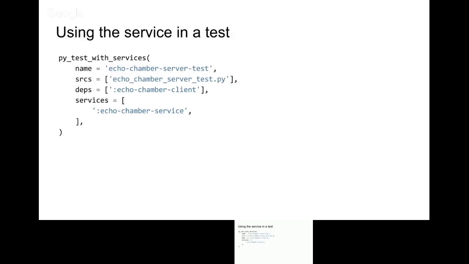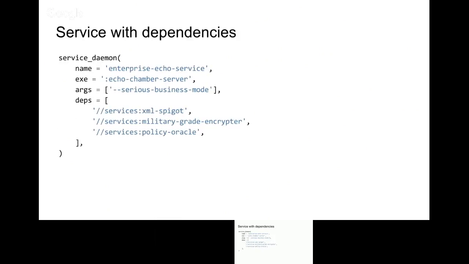Of course, one of the more powerful things you would be able to do with services is have services which depend on other ones. So we can also express that with our framework. The way that works is you simply add a deps attribute to the service rule. So suppose we had a variant of our Echo Chamber server called the Enterprise Echo server. Obviously that needs a lot of dependencies. So in my case, it has the XML spigot, and of course, services can transitively depend on more services. So no doubt, XML spigot depends on JBoss or something.